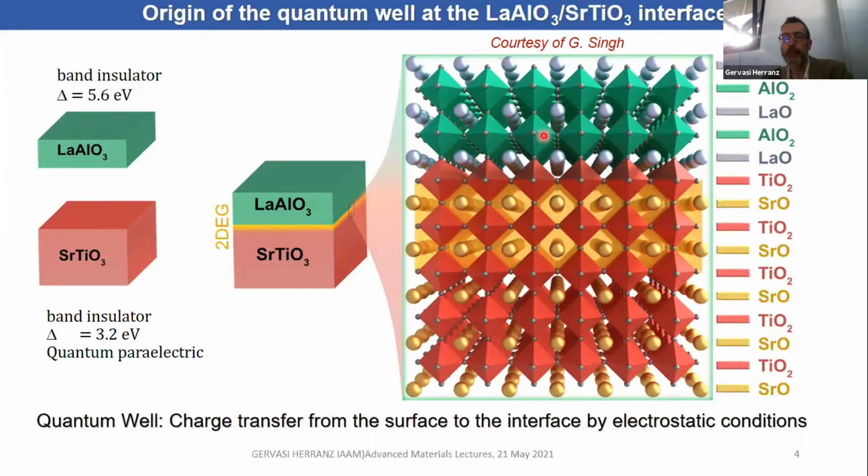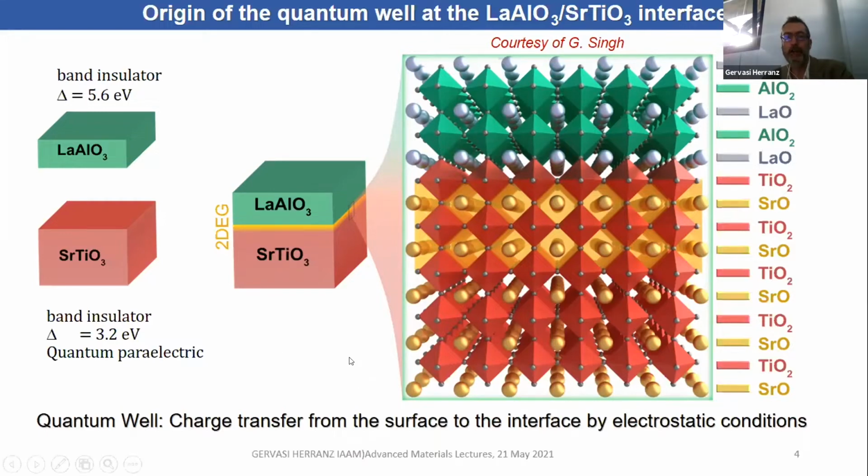And here you have a schematic of the structures. And one of the important points here is that this LaAlO3 film, this lanthanum aluminate, has an internal electric field because it's a polar material. And this internal electric field is what drives electrons from surface states to be transferred to the interface, forming a highly mobile system, which is confined in a few unit cells inside the SrTiO3 crystal.